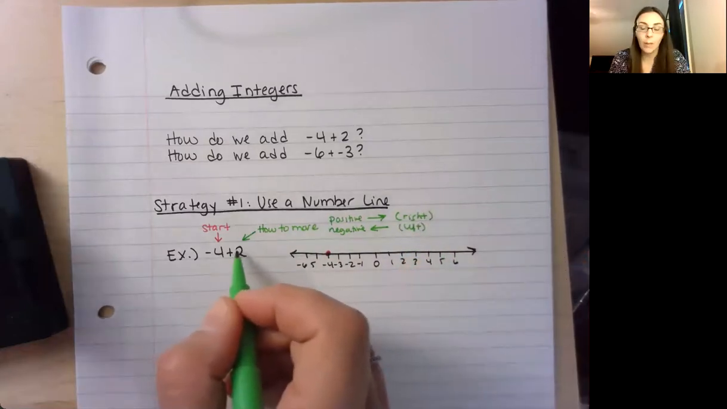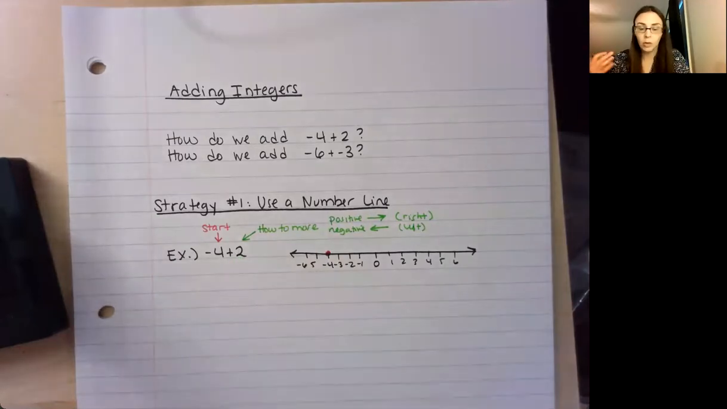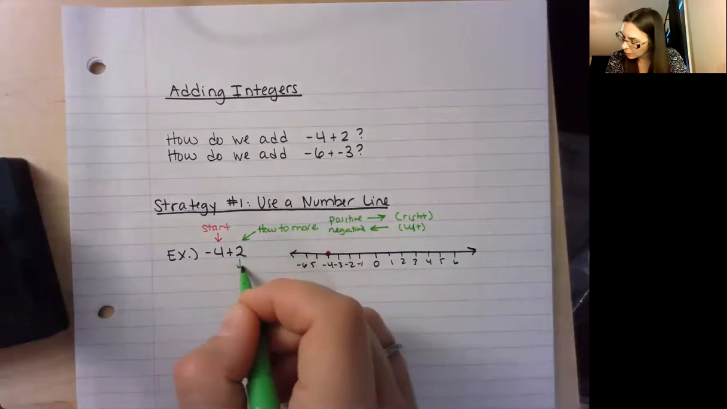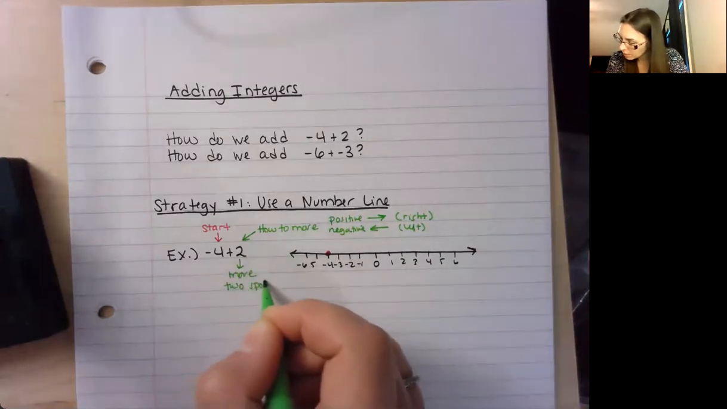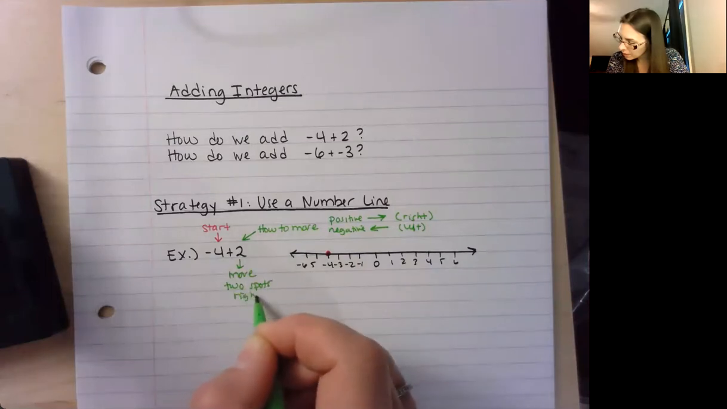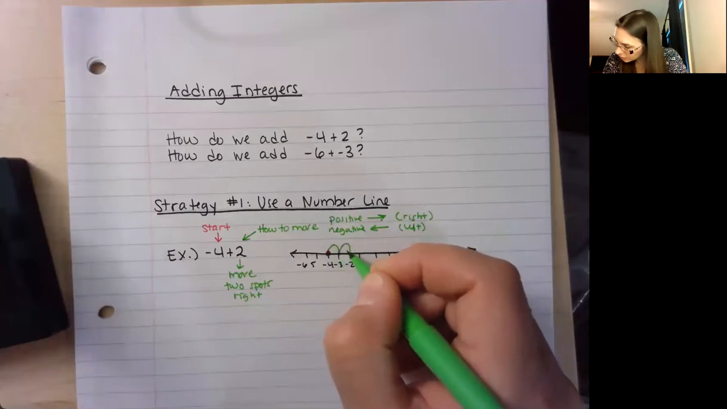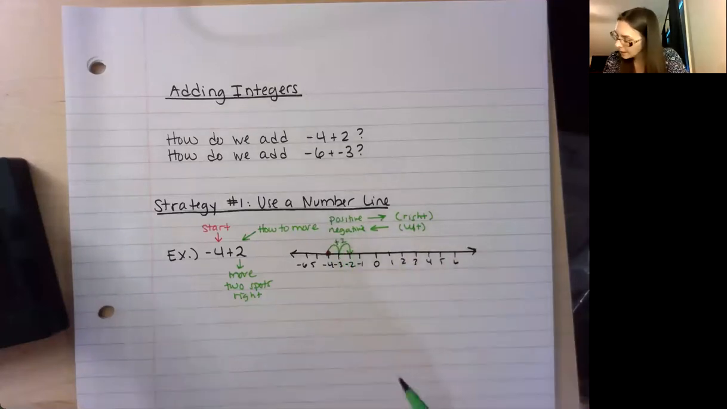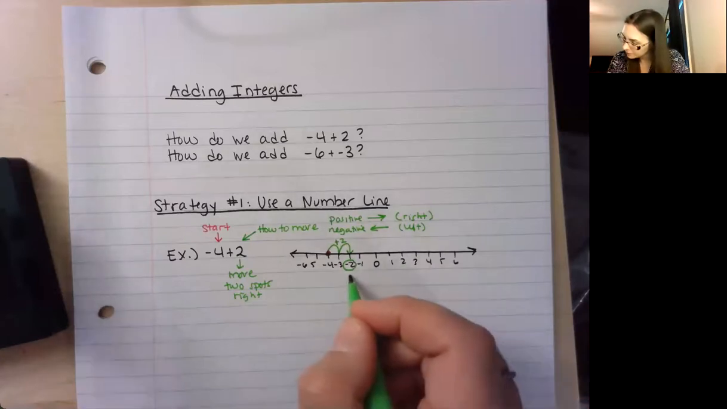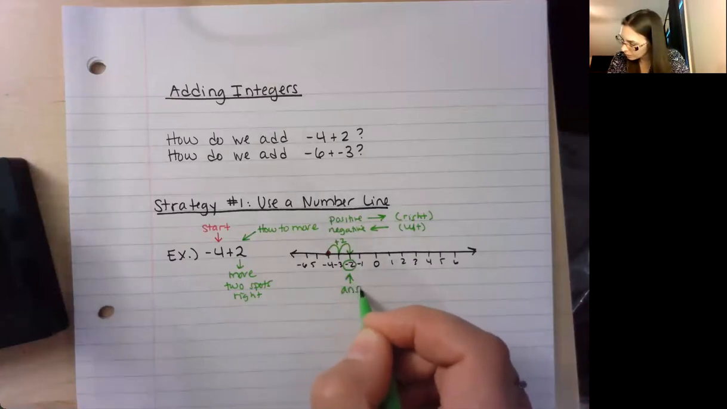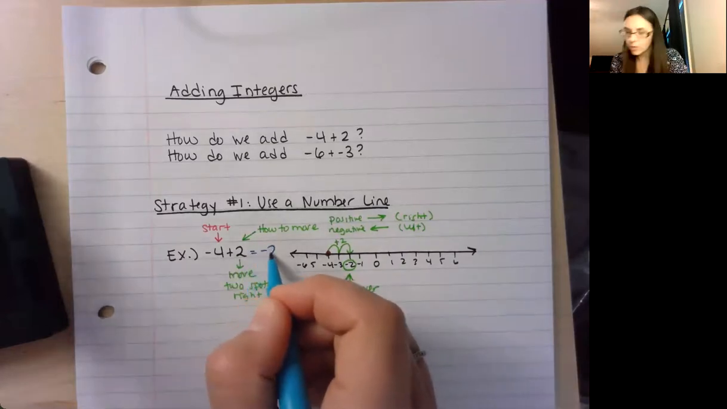So here I have a +2. So positive means to the right. So I'm going to move 2 units right. Okay, so I take my starting value, I'm going to move 1, 2, +2 to the right. And wherever I land, that is my answer. So my answer here then is -2.